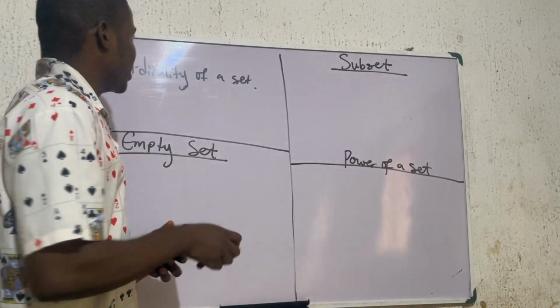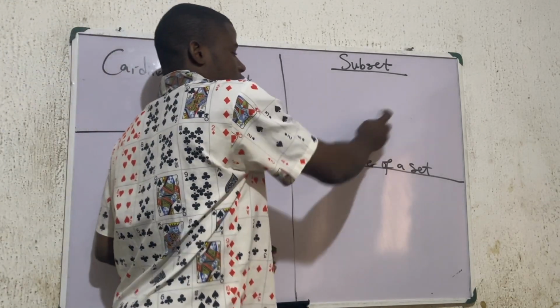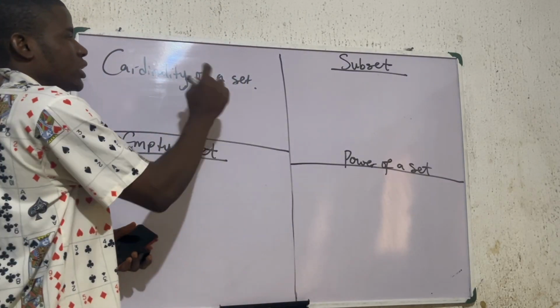Hello, today we'll be looking at cardinality of a set, empty set, subset, then power of a set. Are you ready? Let's proceed. Now, what is a set?